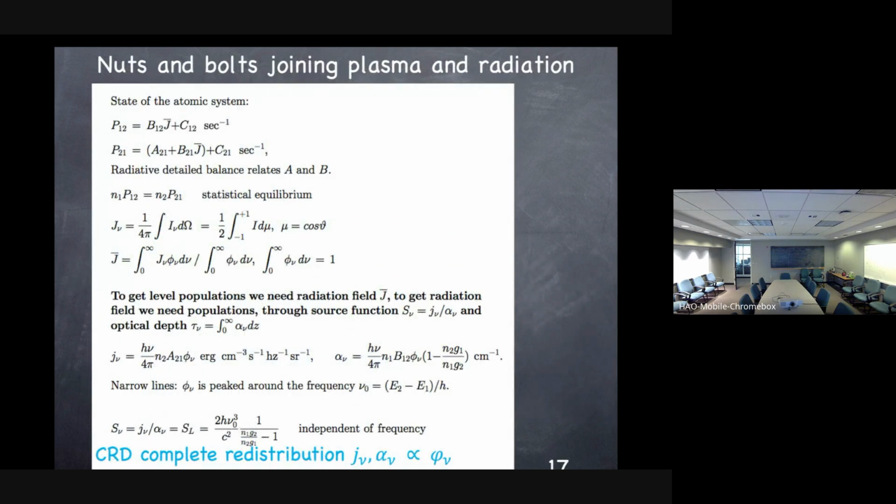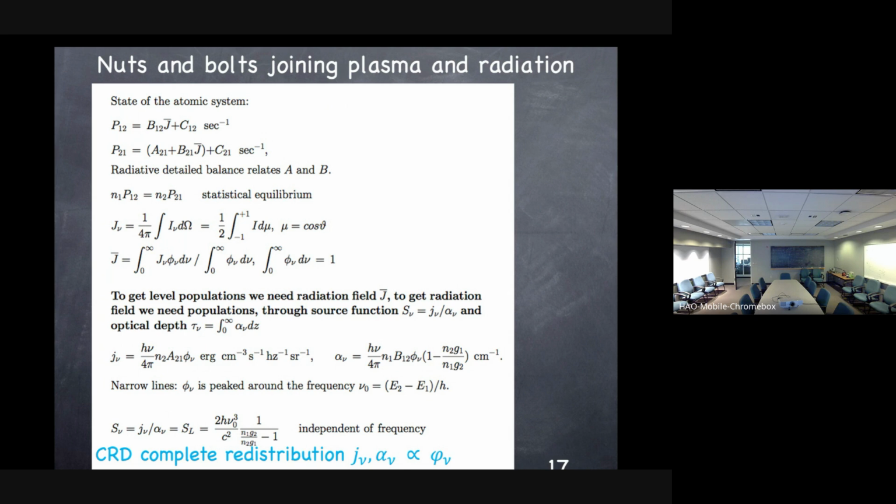So here is the same thing. Sorry about the number of equations. Here is basically the same set of equations, just written out in some more detail. And basically in bold, you can see that to get the level populations, i.e. the state of the hydrogen atom, we need the radiation field J. But to get the radiation field, we need the state of the atoms. We need the populations. So the question is, how do we go about making these two things the same?